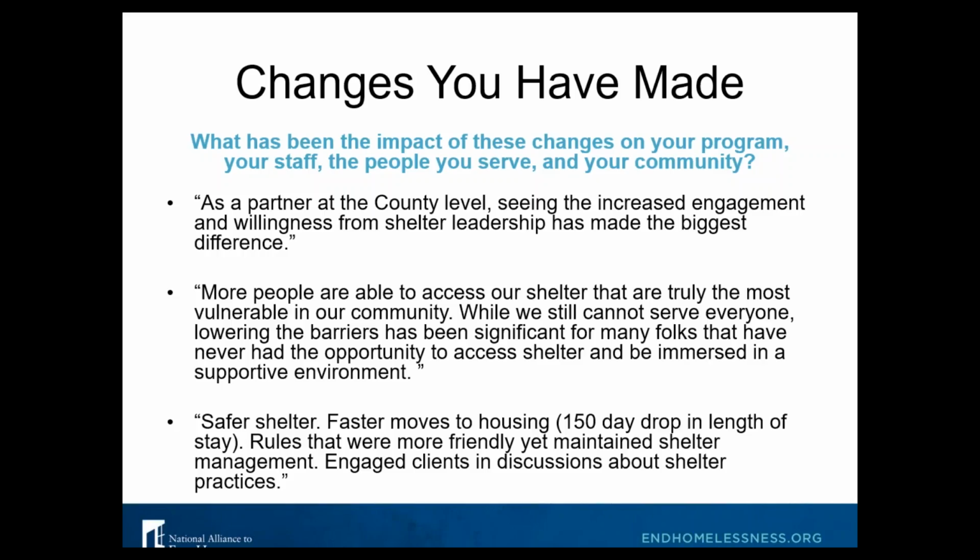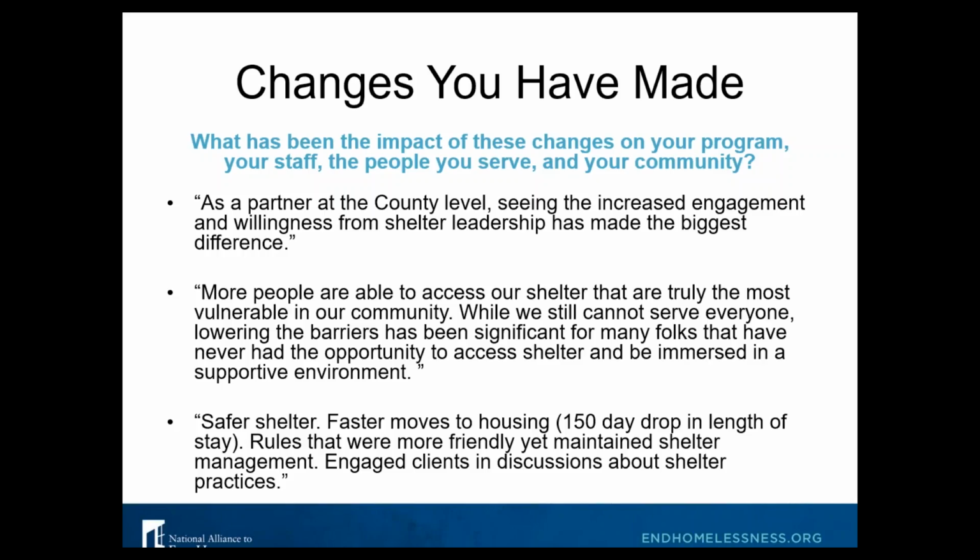Another community responded, more people are able to access our shelter that are truly the most vulnerable in our community. While we still cannot serve everyone, lowering the barriers has been significant for many folks that have never had the opportunity to access shelter and be immersed in a supportive environment. That is fantastic to hear.